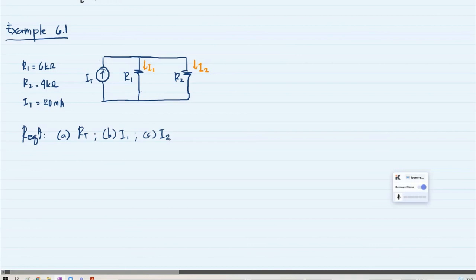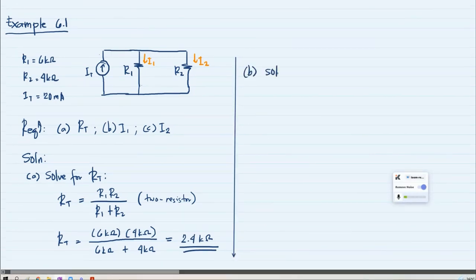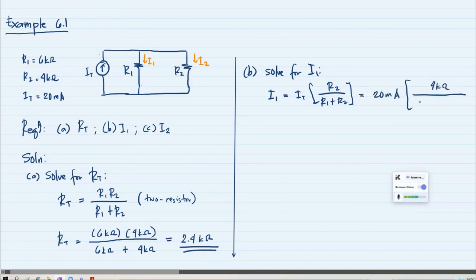For RT, we will just use the formula stated above. Solution: RT is equal to R1 times R2 all over R1 plus R2. Then just substitute the 6K ohm and the 4K ohm. Our result here is equal to 2.4 kilo ohms. Since we know RT already, we can proceed to B, solving for I1. We will be using the CDT. I1 is equal to IT times R2 over R1 plus R2. Substitute the values and the result is 8 milliamps.